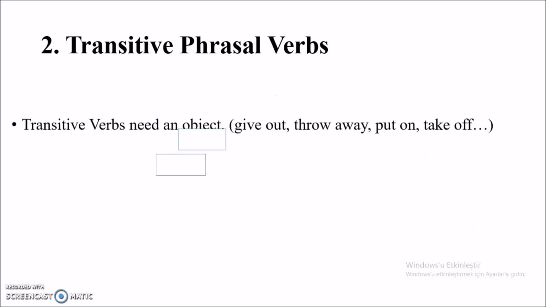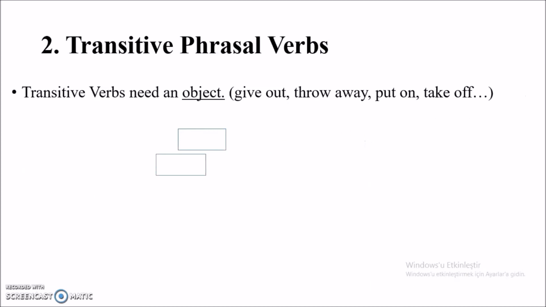Okay? And the second group is transitive phrasal verbs. This is the second group. And those verbs need an object, okay, to be meaningful and to be a complete sentence. So some transitive phrasal verbs are give out, throw away, put on, take off, okay? There are lots of phrasal verbs, so these are just some of them.